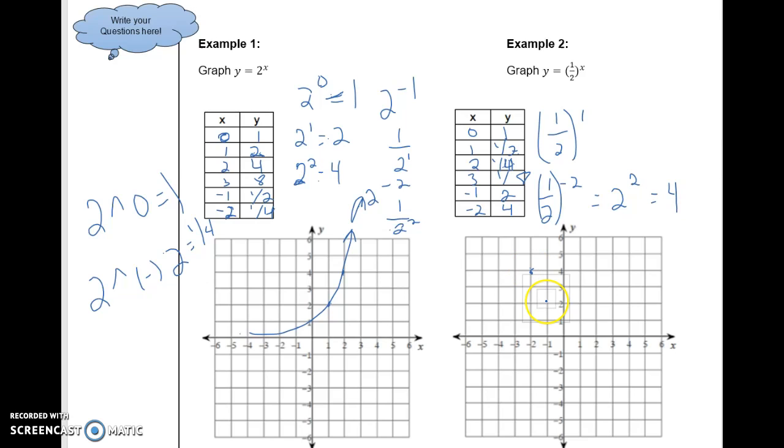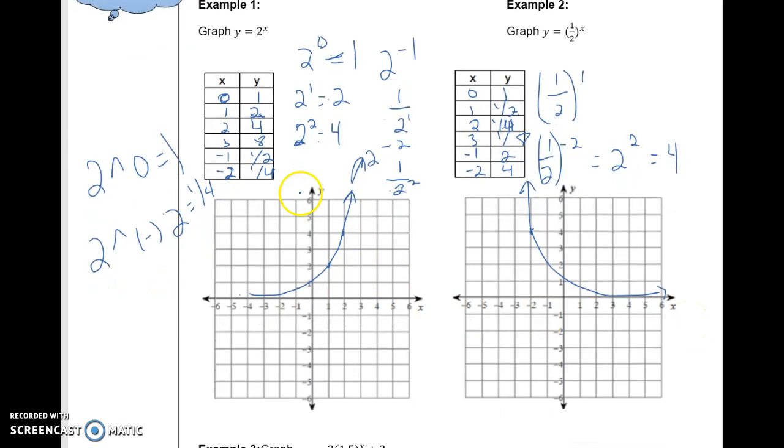-1, 2. 0 is still at 1. 1 is at 1/2, 1/4, and 1/8, right? It's getting closer and closer to 0. But it's never going to cross it because that is the asymptote. That's the asymptote. There's my 2 examples. Growth, decay.